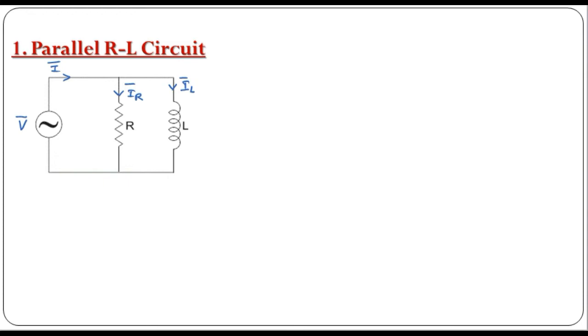As R and L are connected in parallel, the voltage across the resistance and the inductance will remain the same. Current will divide, so the total current I will be equal to the phasor sum of IR and IL. Okay, now what is current I? It is given by V phasor by impedance, that is Z, and what is IR current? That is given by the voltage across the resistance, V phasor, divided by resistance R. Okay, then what is IL phasor? So voltage V phasor divided by jXL.